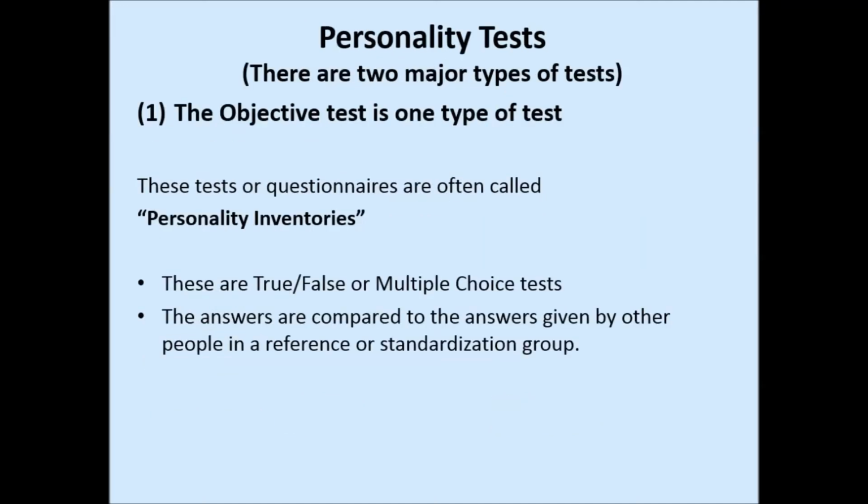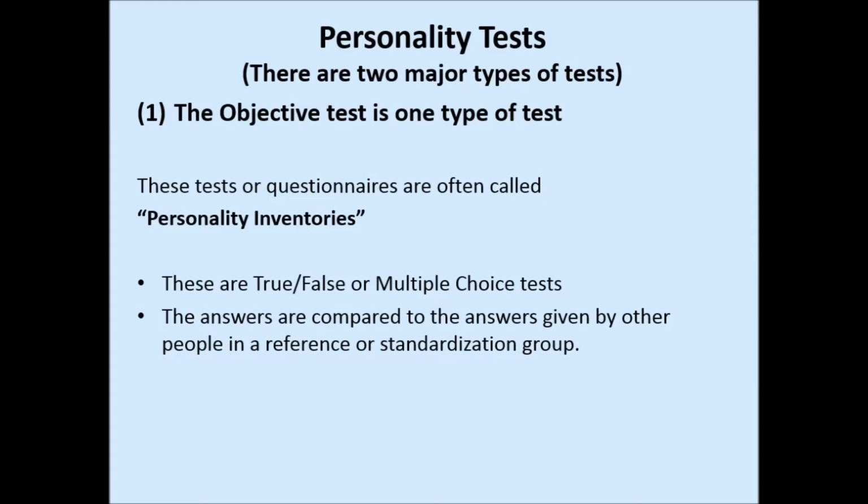And so now we turn our attention to personality tests and psychological testing. There are 2 types of psychological tests, and one of those types of tests is called an objective test, and these tests or questionnaires are oftentimes called a personality inventory because they measure how much of some particular trait or quality or factor is present in you. And they're typically true, false, or multiple choice type questions on these tests.